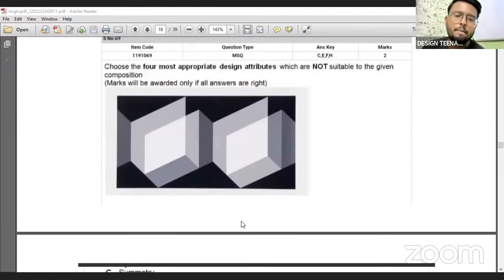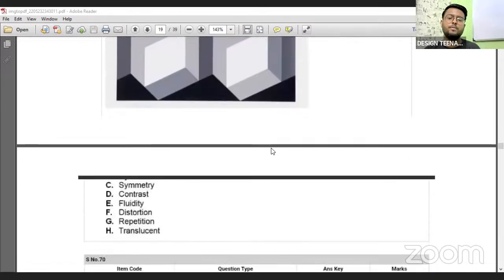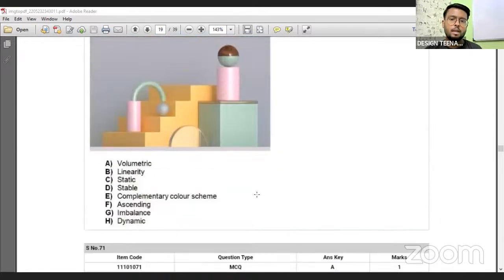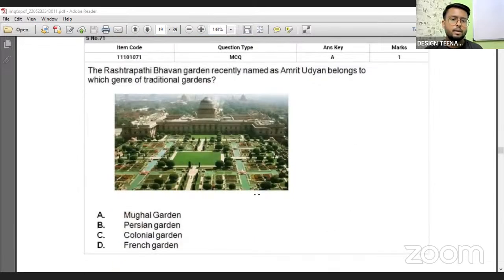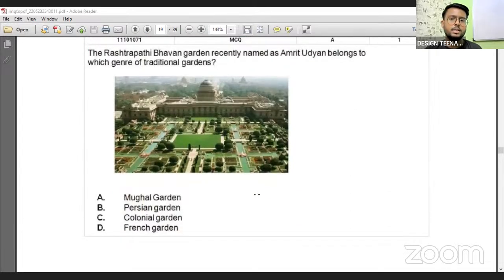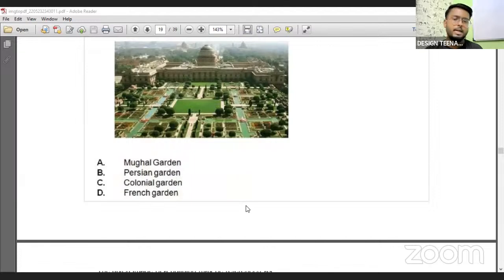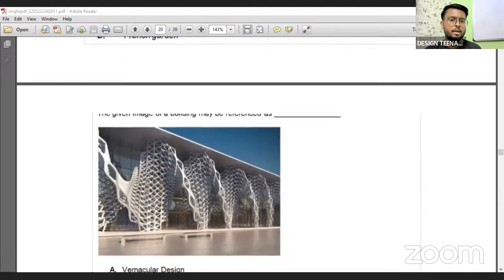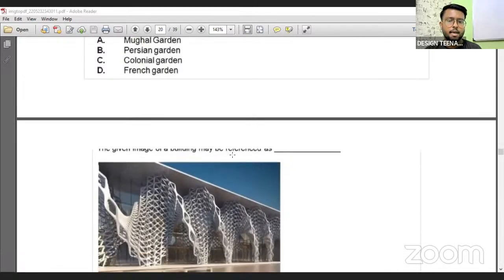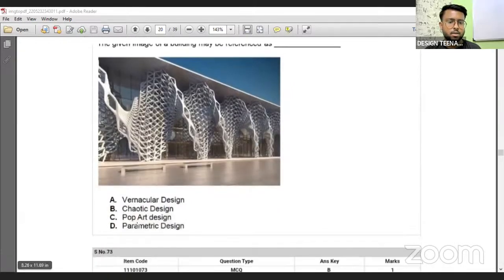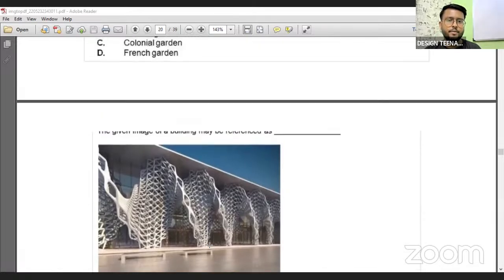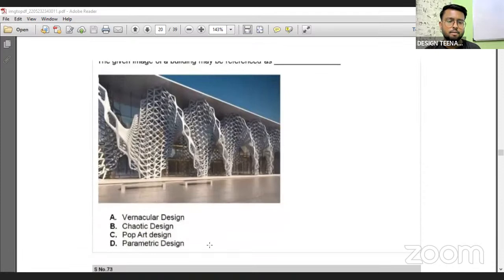Okay. Now we have here: choose the four appropriate visual principles, similarly going for these. And okay, we have a few more general example questions in terms of architectural structures itself. See over here, for the given imagery they have asked: can it be a reference for vernacular architecture, chaotic architecture, pop art design, or parametric design? Which one do you think is the correct answer?